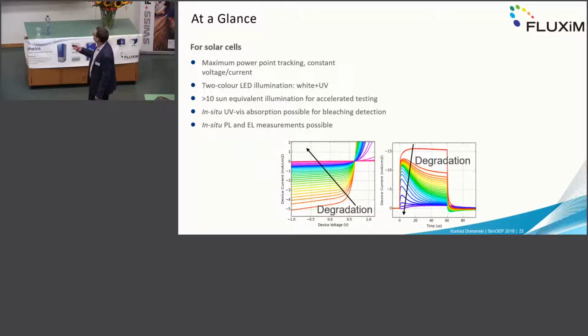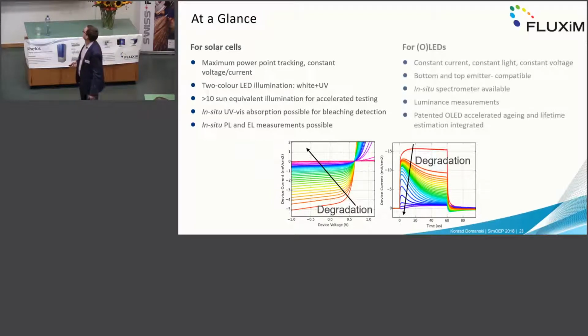We can do in situ UV absorption to detect bleaching of the film, also PL and EL. For the OLEDs, we can age by constant current, light, or voltage. We are compatible with both bottom and top emitting devices. We can have a spectrometer in situ to measure the spectrum, so you can get luminance as well like that.